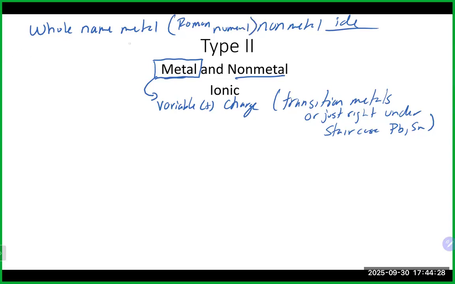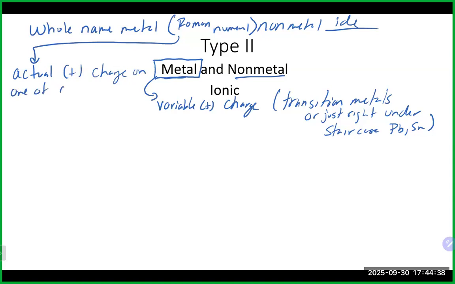And a Roman numeral is the actual positive charge on one of the cations, not the total charge. It is not how many metals you have, as a lot of people mistakenly think. It is the positive charge if you took one of the metal ions out. So for example, if we had FeCl3, we would look at this and go through our normal steps.